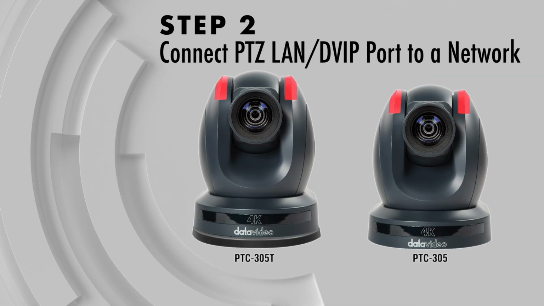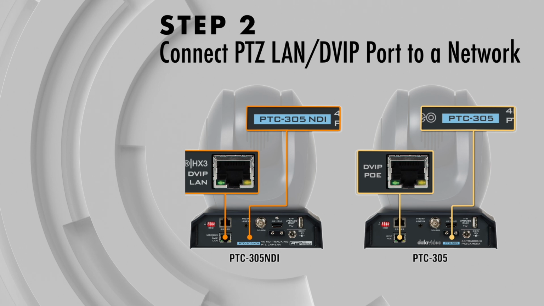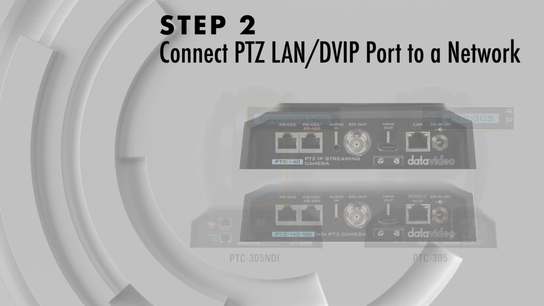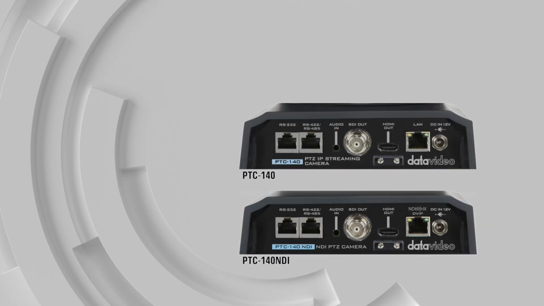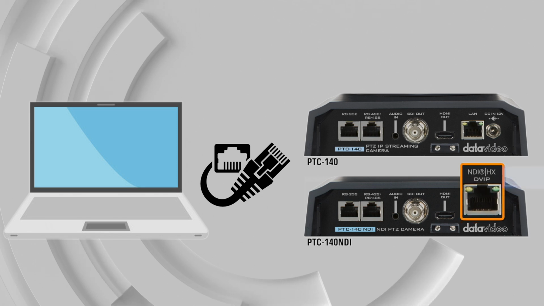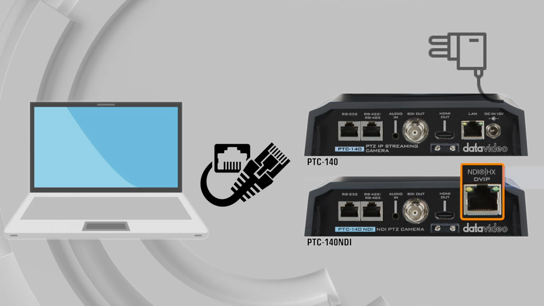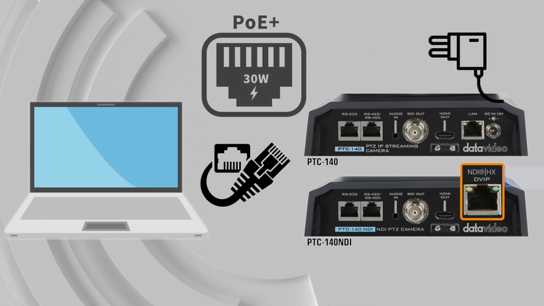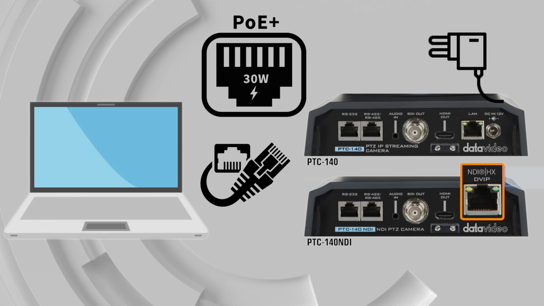Step 2. Connect the Datavideo PTZ camera using the PoE or DVIP LAN NDI port directly to a computer via Ethernet and network with the camera directly. Disconnect your computer from any network or Wi-Fi connection. If using PoE in your workflow, temporarily power the camera using the included 12-volt power supply or connect to the computer using an unmanaged PoE switch. Disconnect the computer from any Wi-Fi or internet connection.